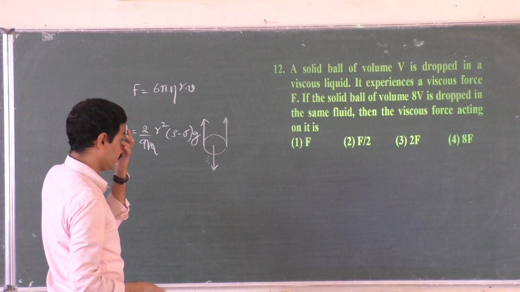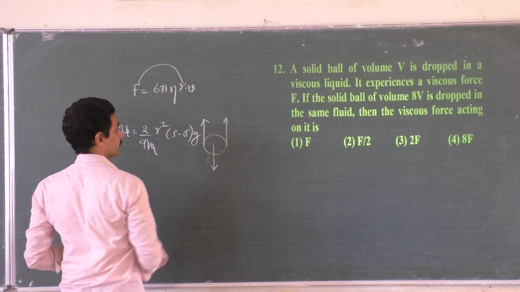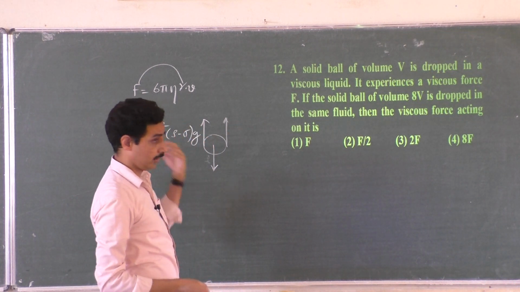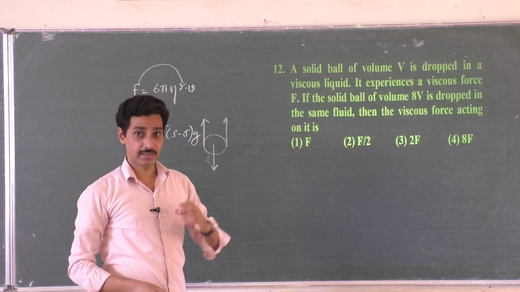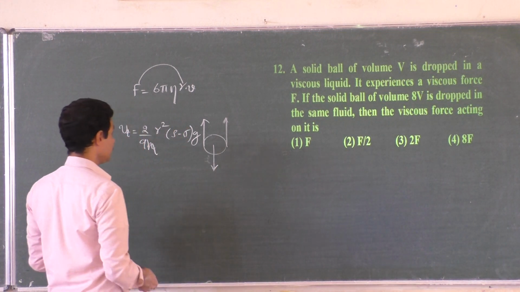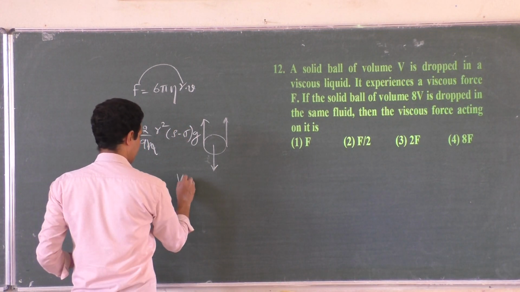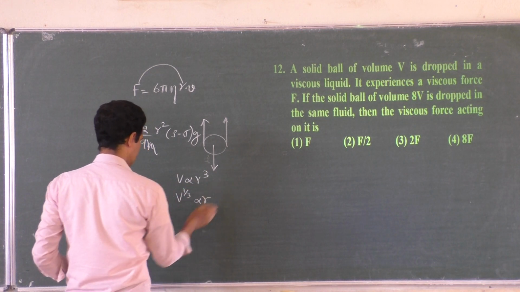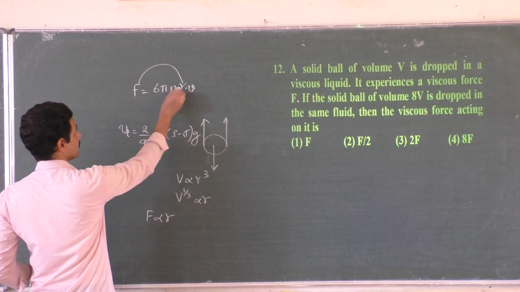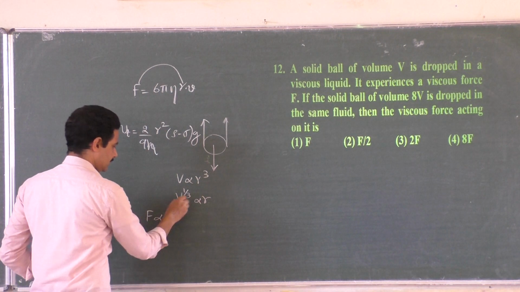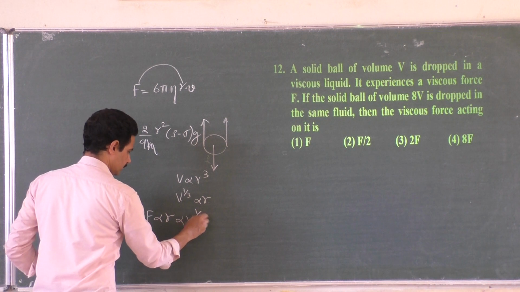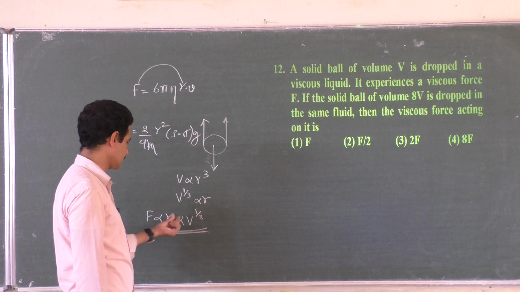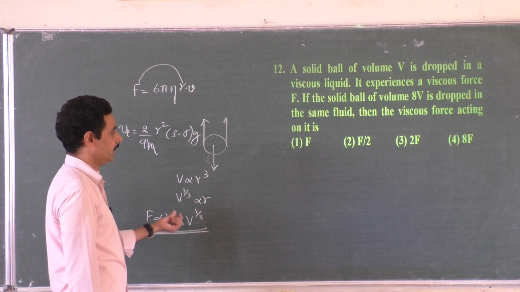Now they are asking you the viscous force. Viscous force is directly proportional to radius because other things are constant: same ball material, same liquid, but of size 8V, 8 times the initial volume. You know that volume is directly proportional to R cube, so R is directly proportional to the cube root of volume. Viscous force is directly proportional to radius, which is directly proportional to the cube root of volume.